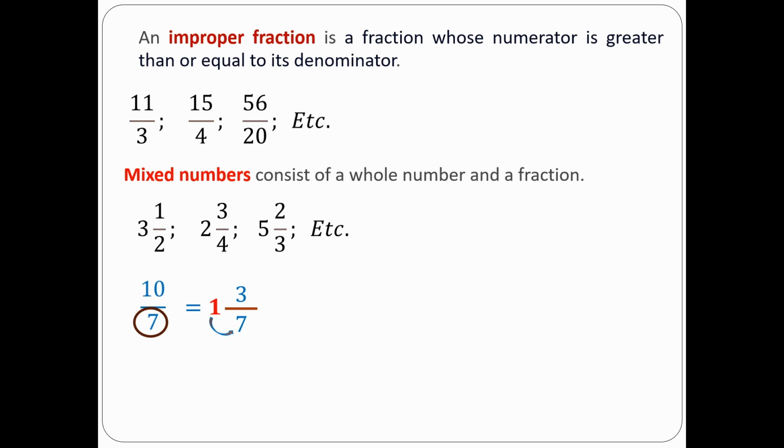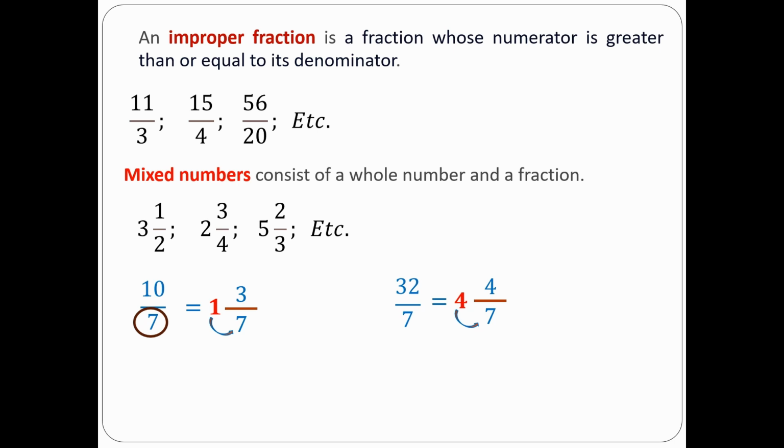Let's try another example. Let's say we have 32 over 7. Now how many times does 7 go into 32? 7 goes into 32 4 times. Again, the denominator is not going to change. Next is to multiply 7 and 4. So 7 times 4 is 28 and 32 minus 28 is 4. Therefore, 32 over 7 is 4 and 4/7 as a mixed number. So that's how you can do it mentally.